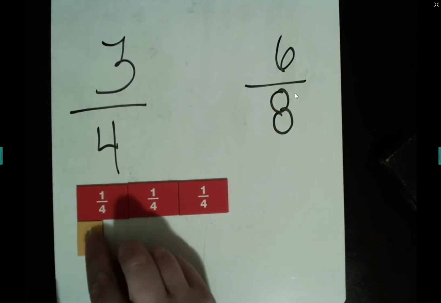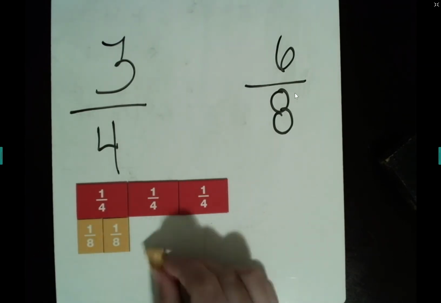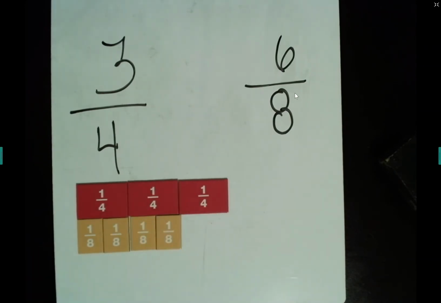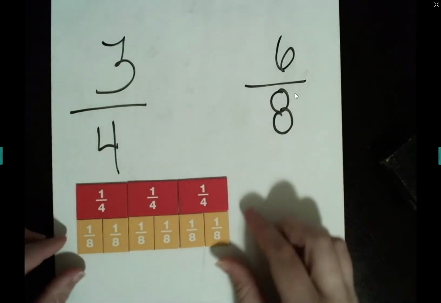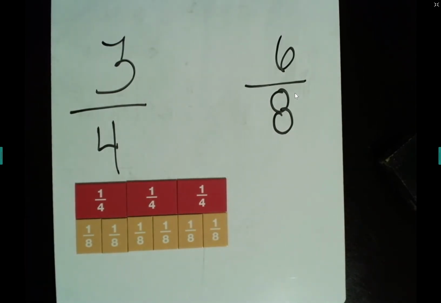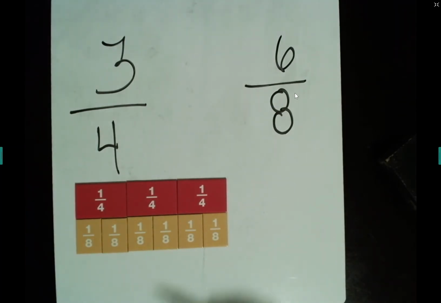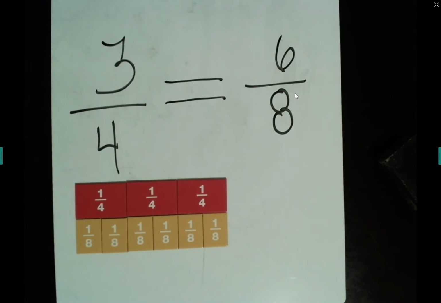So I have 1/8, 2/8, 3/8, 4/8, 5/8, and 6/8. Now, we've lined these up nice and neatly, and you notice that neither one of them is longer, which means that these fractions are actually equal.